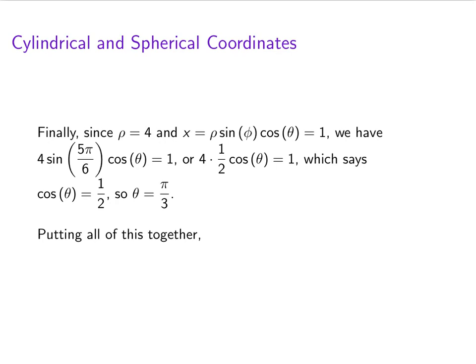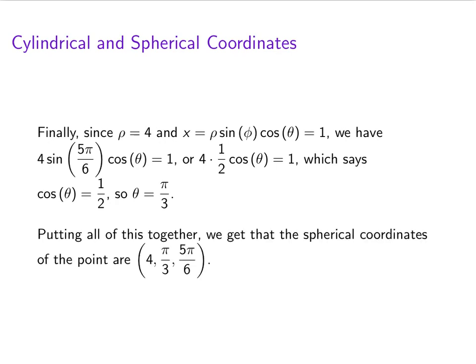All right, let's put all this together. We get that the spherical coordinates of the point are 4, pi over 3, 5 pi over 6. Remember that's rho, theta, phi.